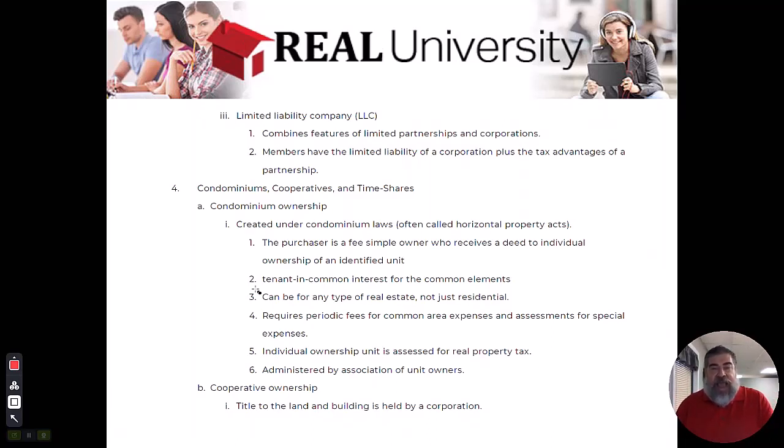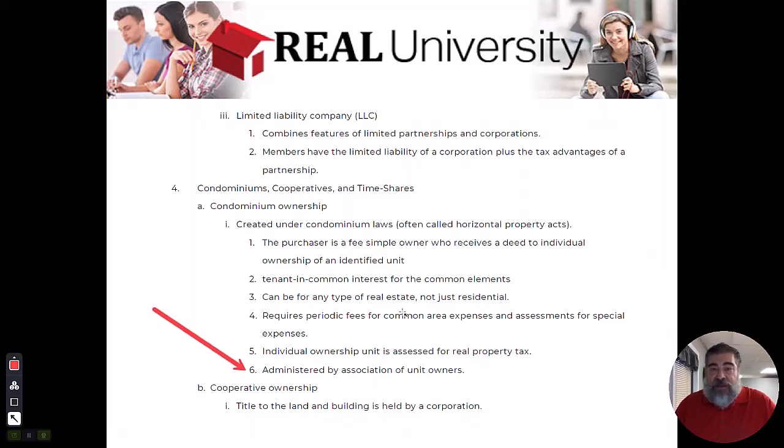And you can use condos for any type of property. I have seen office condominiums where companies will buy their office inside of a building. Each condo is its own little piece of real estate, so each one gets assessed its own real estate property taxes. And there is a condominium association or a homeowners association or an HOA that kind of runs or guides that.